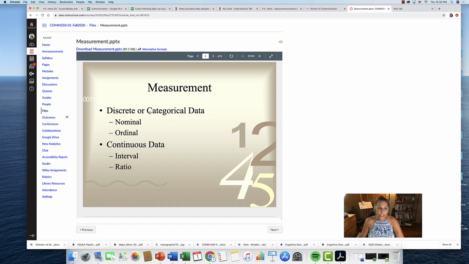The big deal here is we can't do much analysis with nominal or ordinal measurement. We do still ask these questions in surveys. 100%. There's tons of nominal and ordinal questions asked in surveys. But we also want to make sure we include some continuous data, which is interval or ratio.